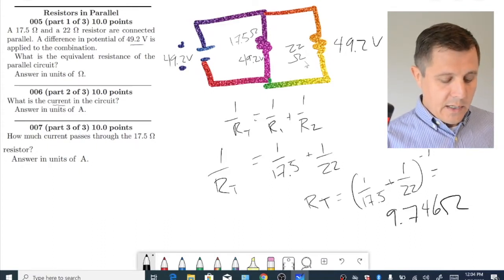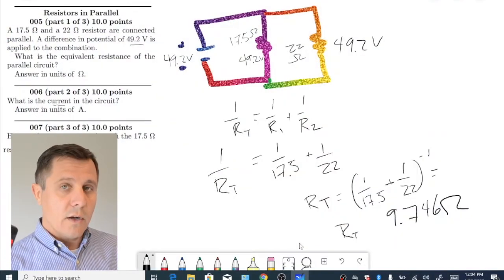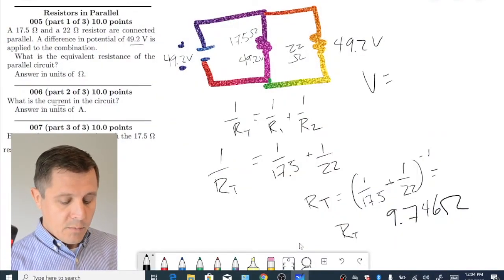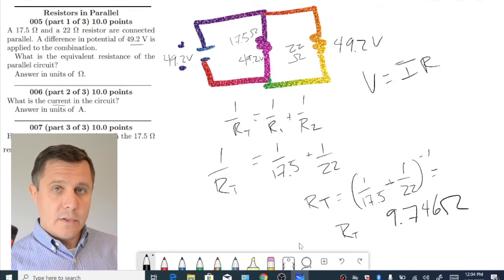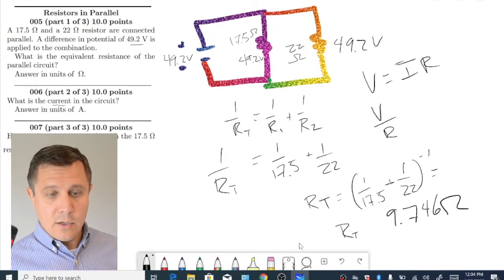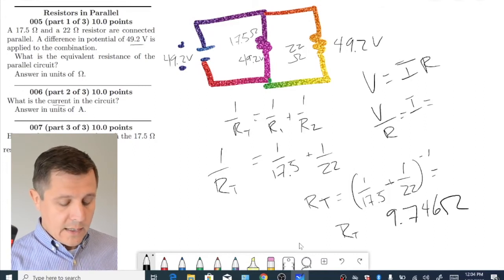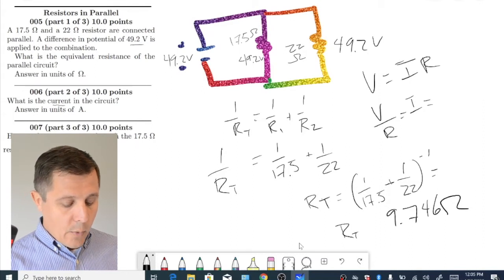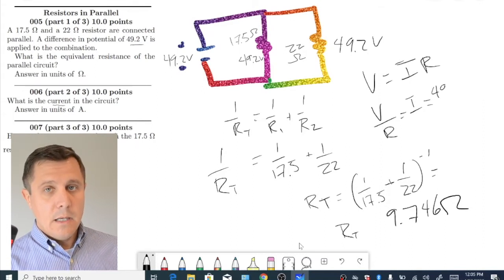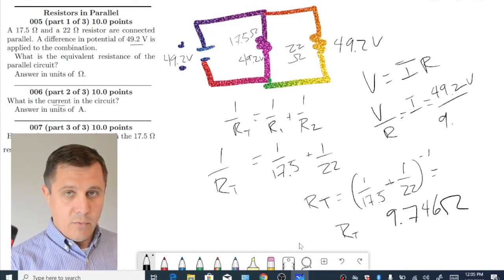Now, the next part is we need to figure out the current running through the battery. That's just going to be Ohm's law, V equals IR. You can use Ohm's law for an individual resistor or for the entire circuit. In this case, we're going to do it for the entire circuit. So if we're looking for current, we take the total voltage of the battery, 49.2, and divide it by the total resistance of the circuit, which we just figured out was 9.746.